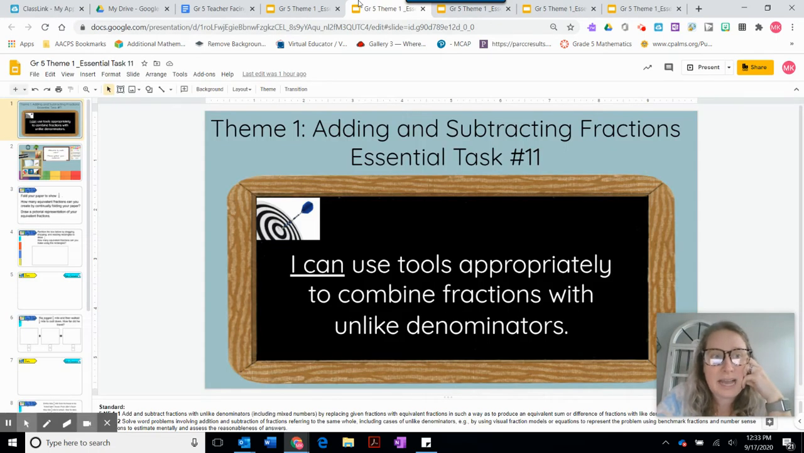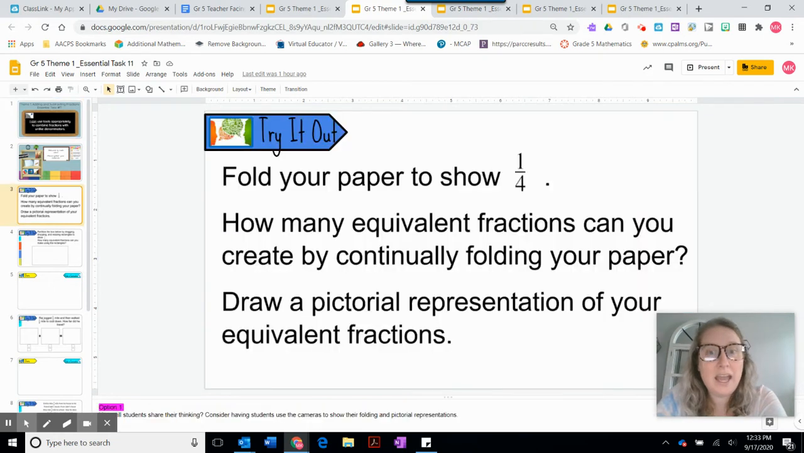Our next essential task 11, this is when we're really going to be diving into adding fractions with unlike denominators. All of these fractions are going to be less than one whole. And there's a couple different strategies that are highlighted here. I highly encourage you to pick the strategies that you feel will be the best for your students and to meet your students' needs. So they start off just like they do in the curriculum, folding paper.